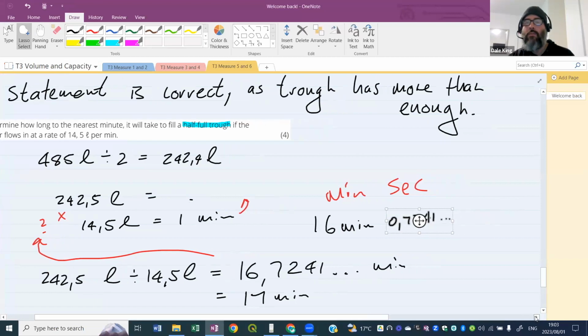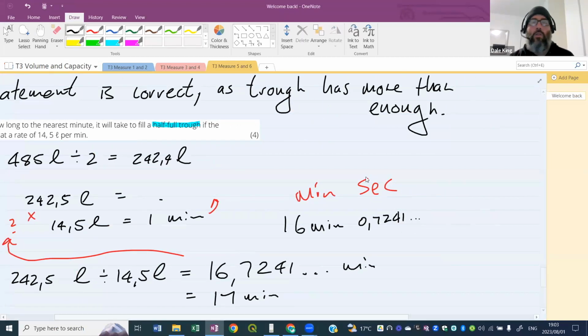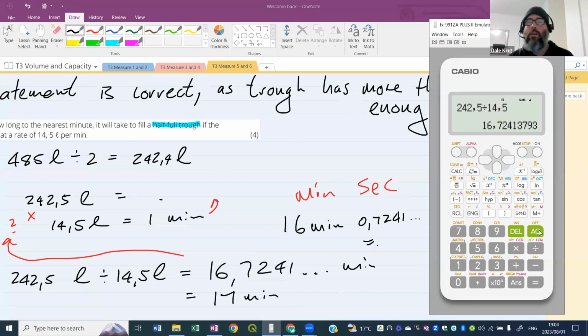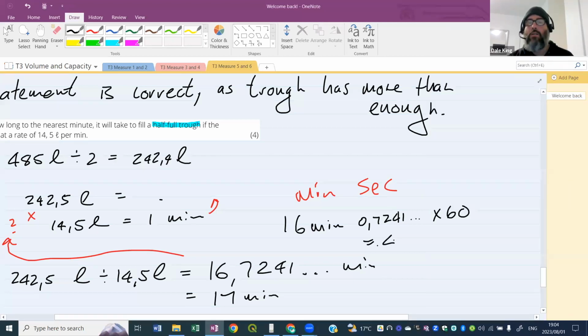That's not what the question is asking, but if a question does ask for minutes and seconds, then you would do that. Let me just quickly show you. So minus 16. There's our decimal, times it by 60. So it's 43 seconds. So if the question asked for minutes and seconds, you would take the decimal portion, 0,7241, blah, blah, blah, and times it by 60, because there's 60 seconds in a minute. All right, but this question doesn't need that. You got it, Mohammed? Thank you, sir.